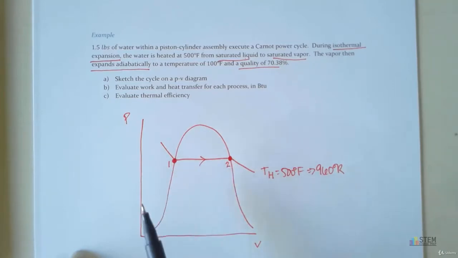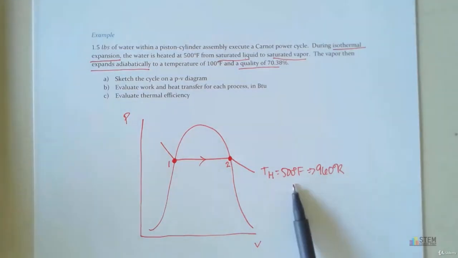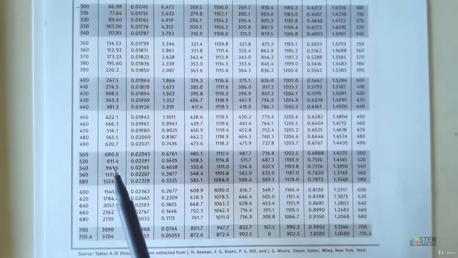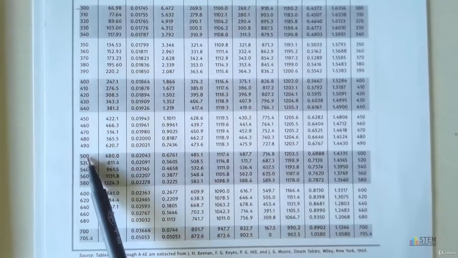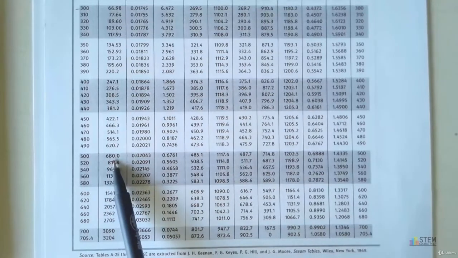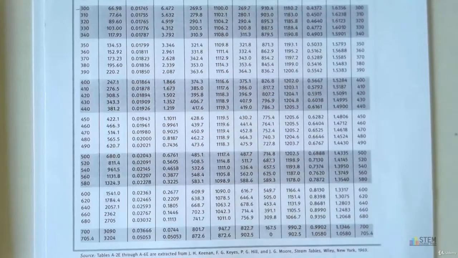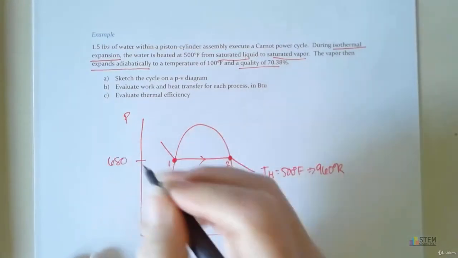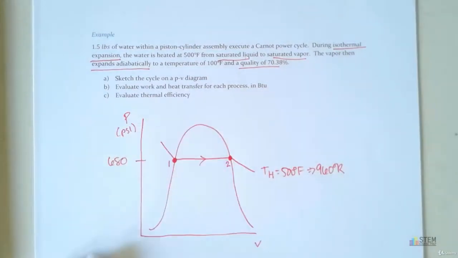To find that, we're going to use the saturated water table. So we're going to look up our temperature, which is 500 degrees, and then we will find the pressure. So here's our table. This is the saturated water table. A2E is the table number. At 500, you have a pressure of 680. So 680 is the saturation pressure. So let's just put that over here, and this is PSI. Alright, so now we got 680.